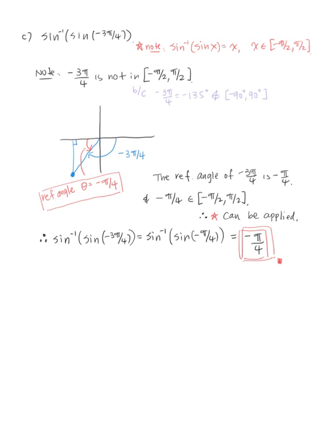Okay, I still have a little room down there, so let's do another one. Let's go with example D. Let me just switch it up a little bit. Let's take a look at sine inverse of 1/4. Notice that the argument of sine is now sine inverse. Let me just make a note.